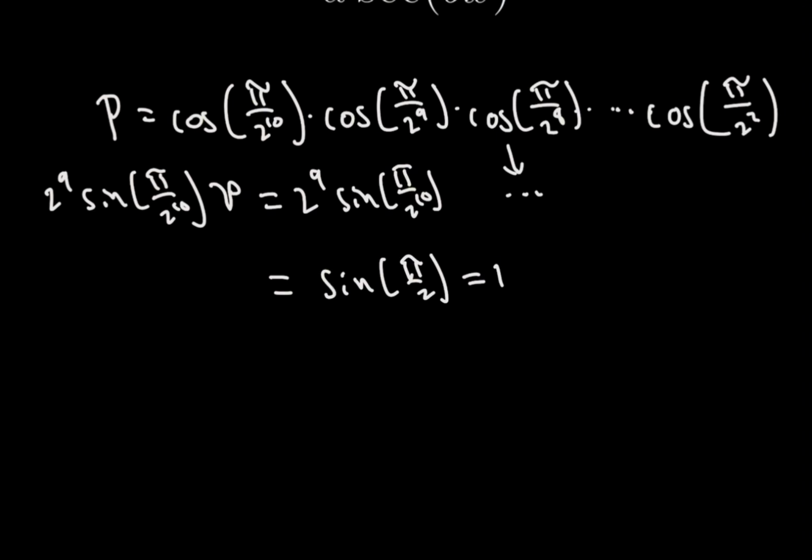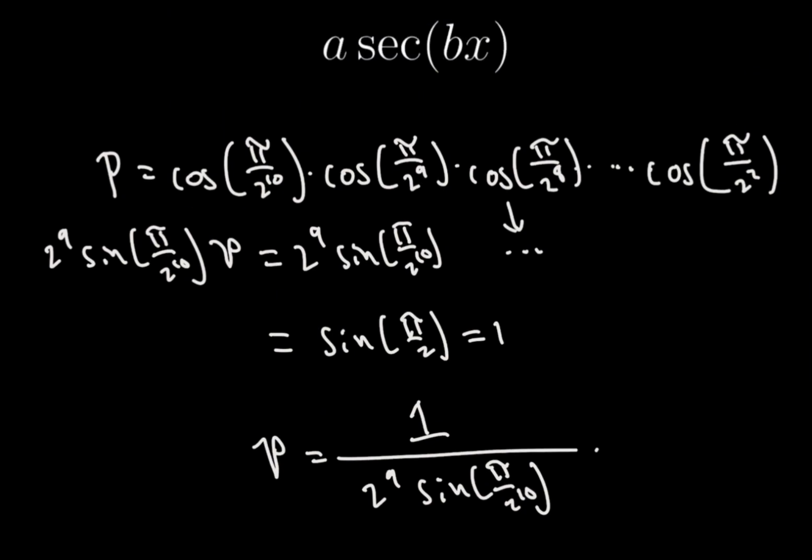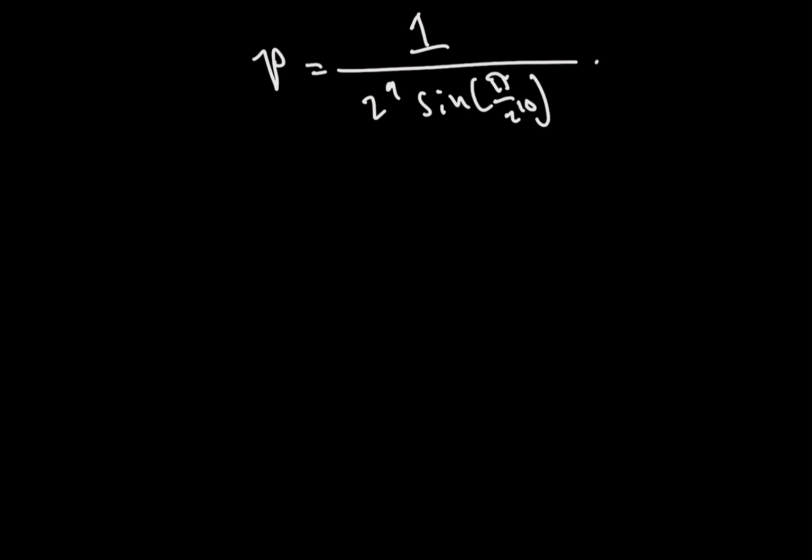And so dividing by this constant next to the p, we see that p is equal to 1 over 2 to the 9th times sine of pi over 2 to the 10th. Oh wait, but remember that we're trying to write this as a secant of bx. And isn't 1 over sine just secant x? No, the answer is no. 1 over sine x is actually just cosecant x. Please remember that. And so we can rewrite our sine in terms of a cosine.